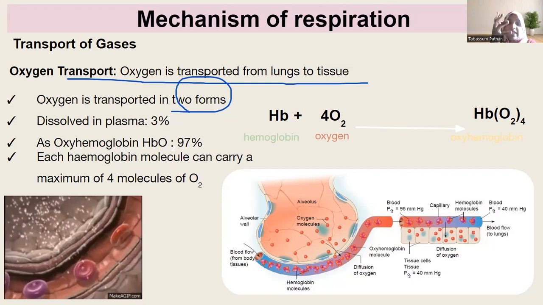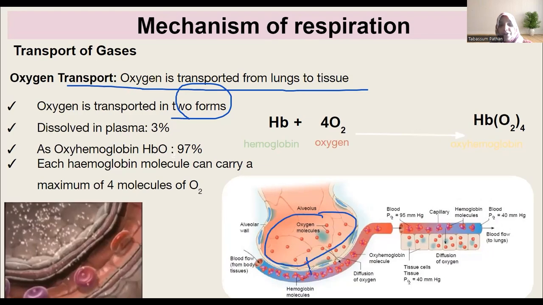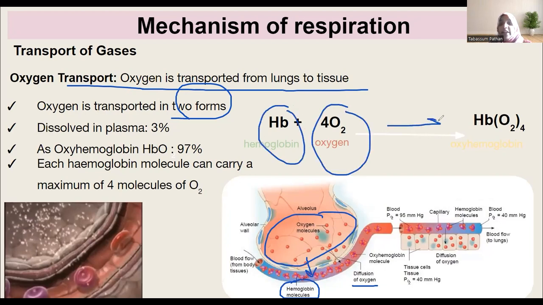It will carry 4 oxygen molecules from the alveoli. The oxygen diffuses into the blood. So you have the oxygen molecules, and you have the hemoglobin molecules over here. Diffusion is taking place. So oxygen plus the hemoglobin will give you oxyhemoglobin.